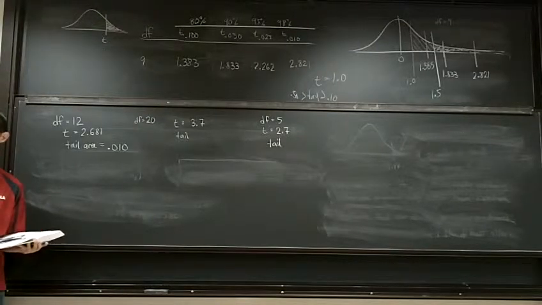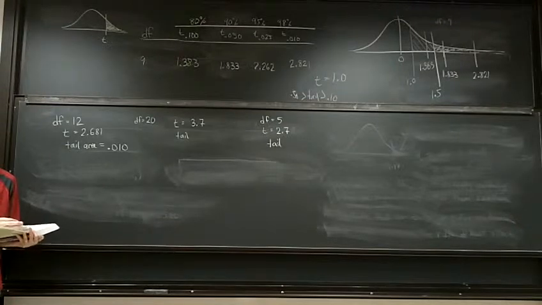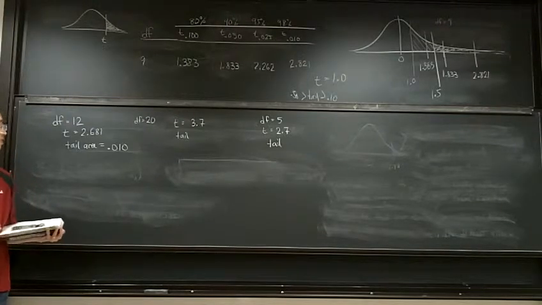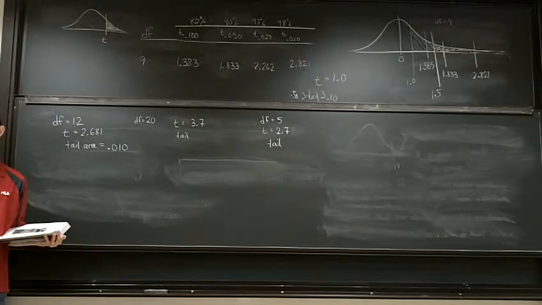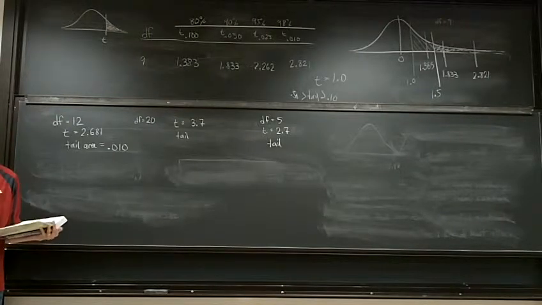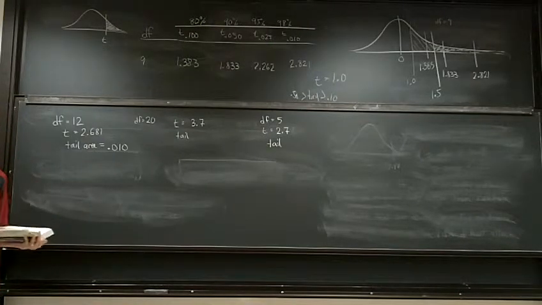Do you have a table? Yes. Alright. Do you see the row degrees of freedom 12? Do you see the row that says DF 12? Yeah. Okay. Do you see a number 2.681 in that row? Yeah. Okay. What is at the top of the column that has 2.681? 0.010. Alright. Okay.